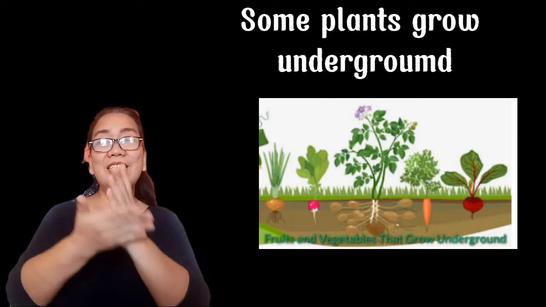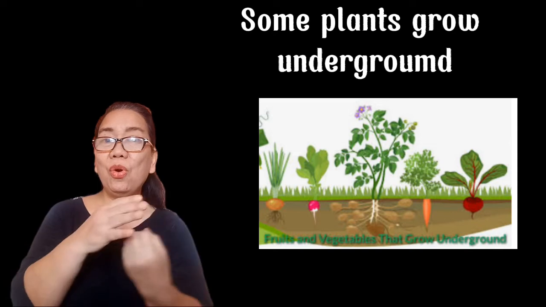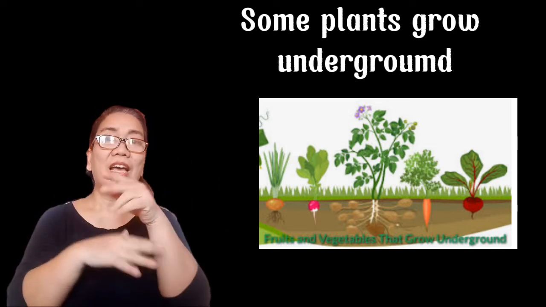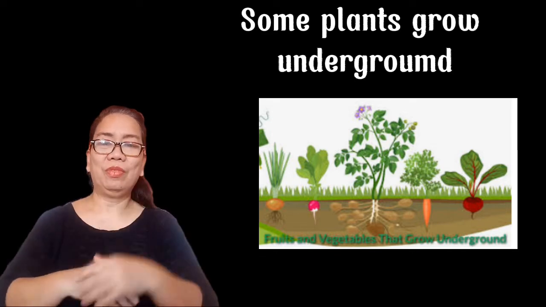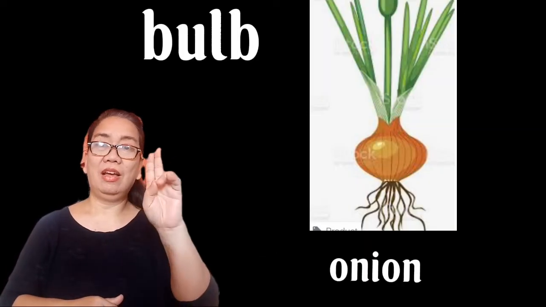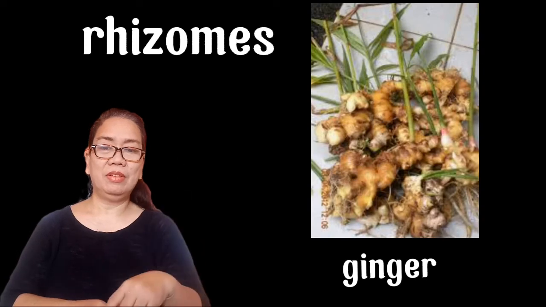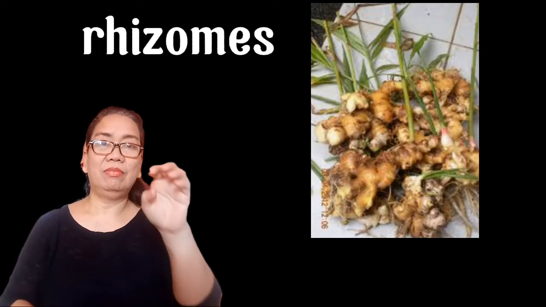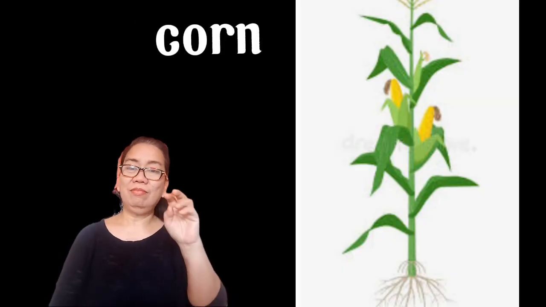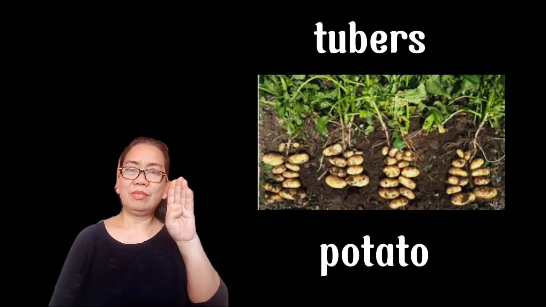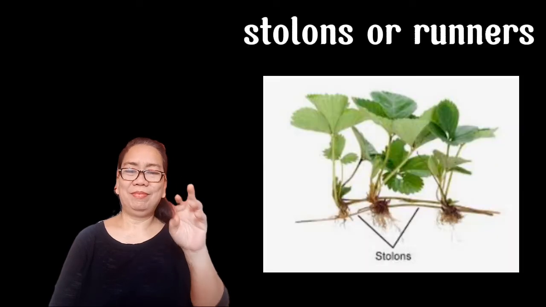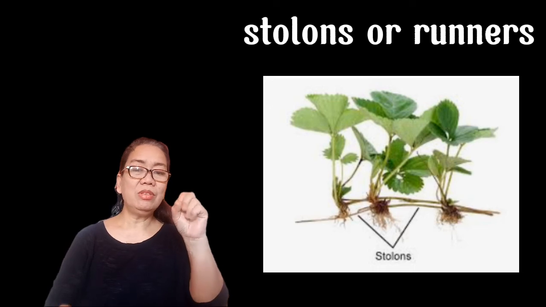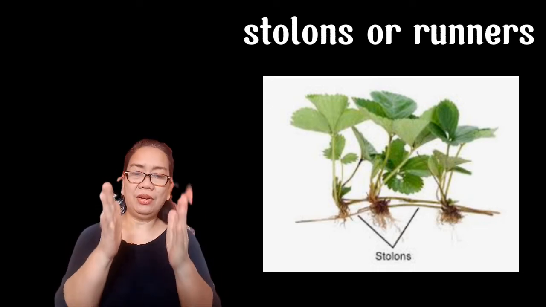Some plants grow underground, and new plants can grow. These are bulb, rhizome, corm, tuber, stolons or runners.